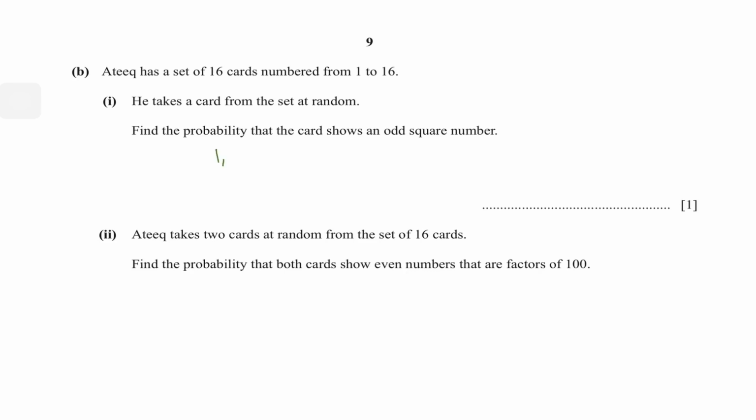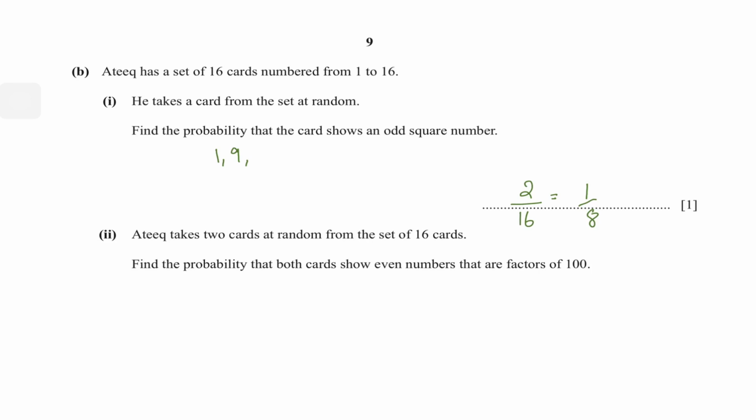So 1 is an odd square number, and 9 is an odd square number, 4 is an even square number, 16 is also an even square number. So that means 2 is going to be your favorable outcome, and 16 is going to be the total number of outcomes, which when simplified is equal to 1 upon 8.